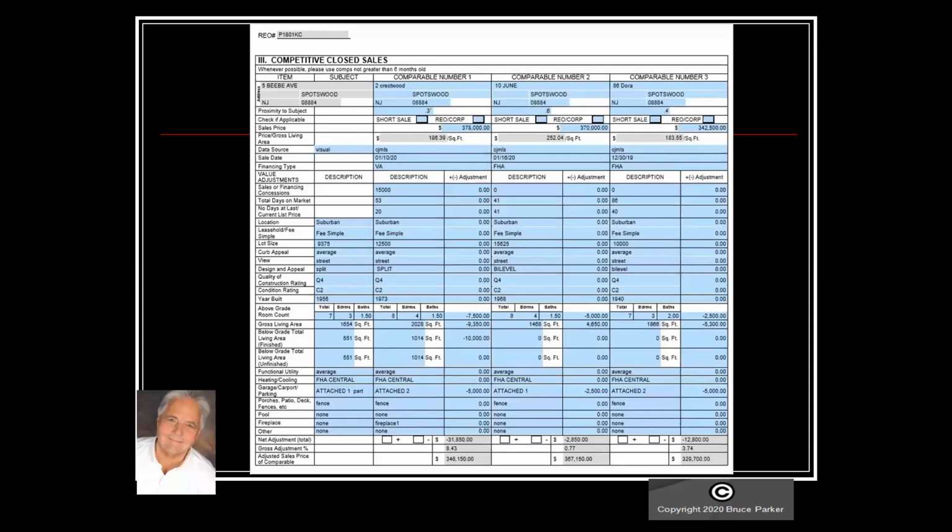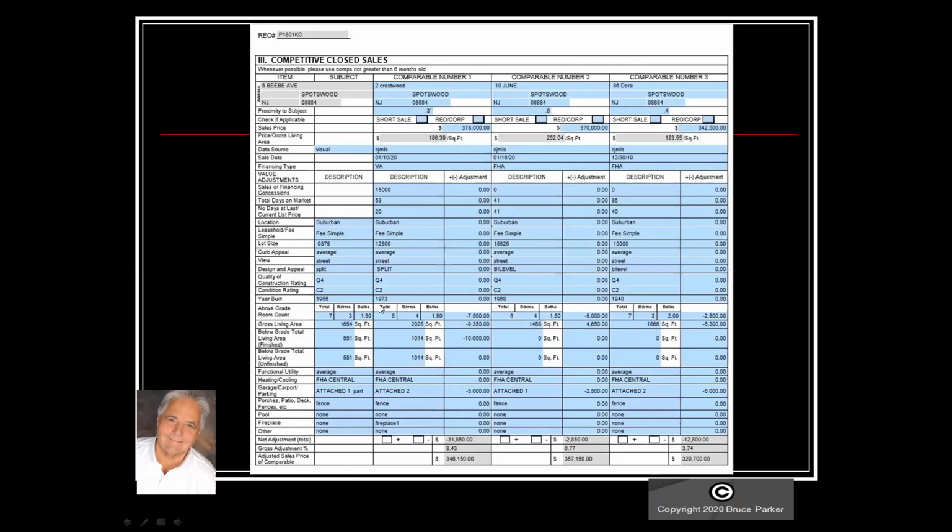This is off of an appraisal. These are competitive closed sales. The property is 5 Beebe Avenue in Spotswood. Should close next week. In the first column here, I've described everything about 5 Beebe. Here are our comparable sales in the columns next to them, 2 Crestwood, 10 June, and 86 Dora, and we have their descriptions here. Where there are differences, we have to make adjustments. And if you look at the column that says subject, there are no adjustments to the subject because rule number 1 is never touch the subject.